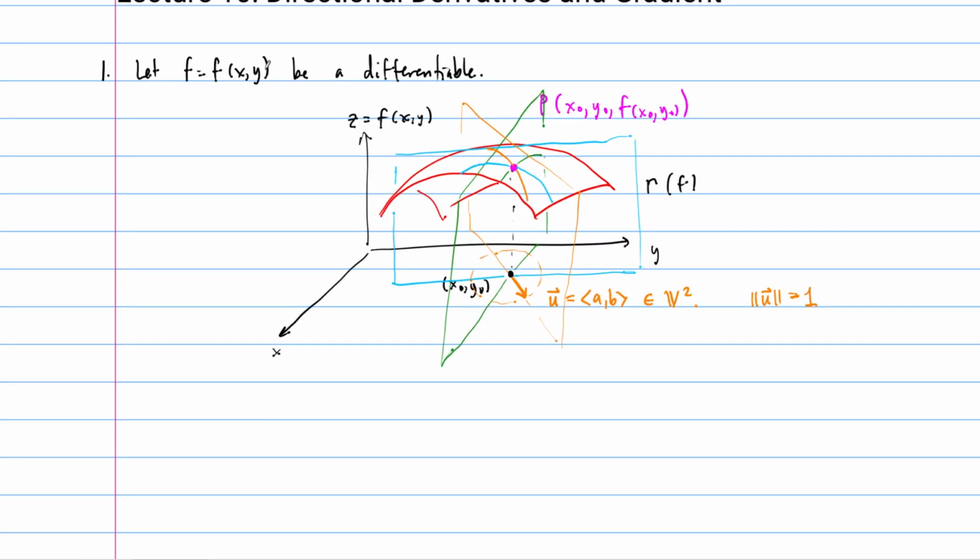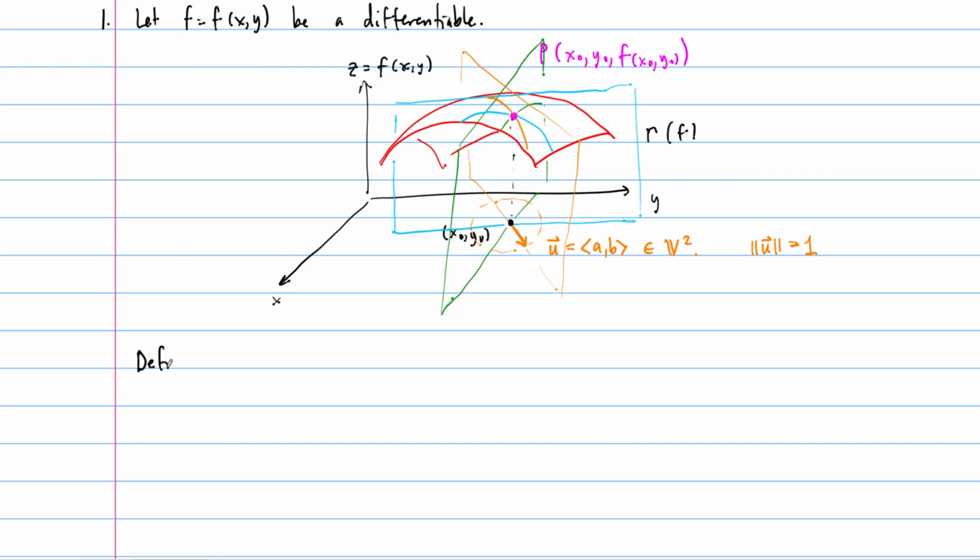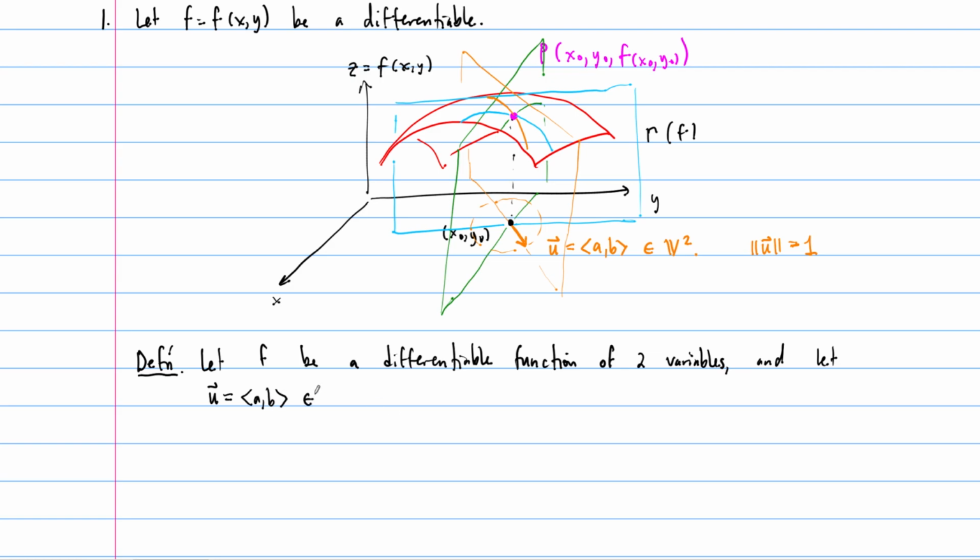And now we want to define this in a way that we can actually compute it. So here's our first definition. Let f be a differentiable function, a differentiable function of two variables in this case. And we'll see how this extends to multiple variables. It's very straightforward. But let's say you have two variables. And similarly, let u, in this case, be a vector in V2, such that the length of u, the magnitude of u, is equal to 1.